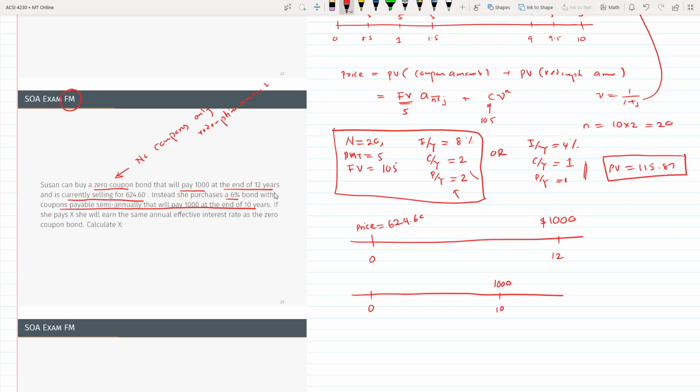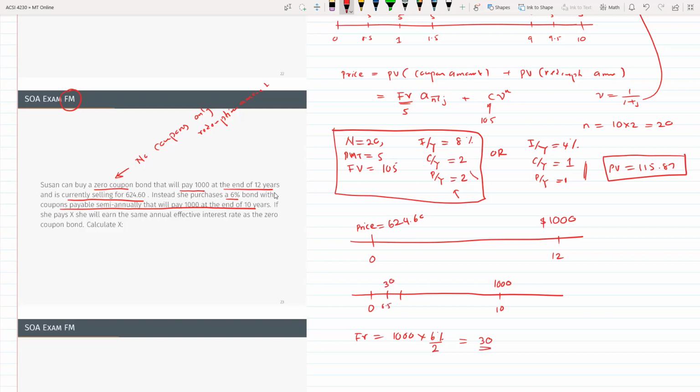Coupons are semi-annual. Now we don't know, it's not mentioned what you should use as the face value. If it is not there, you always use the redemption amount to calculate the coupon amount. So this one is 6% coupon payable semi-annual. So the coupon amount FR is going to be 1,000 times 6%, twice per year, so you divide by 2. That would give you 30. So the coupon amount is 30.